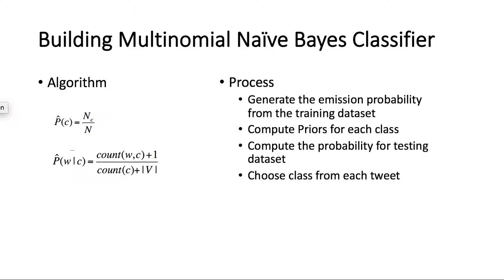Since we need to build the classifier from scratch, I chose the easiest one, that is the naive Bayes classifier. On the left part here is the algorithm, and the right part shows how I built the multinomial naive Bayes classifier. Here, the process is to generate the emission probability from the training dataset first, and then compute the priors for each class. After that, I computed the probability for the testing dataset, and then I chose the class for each tweet.